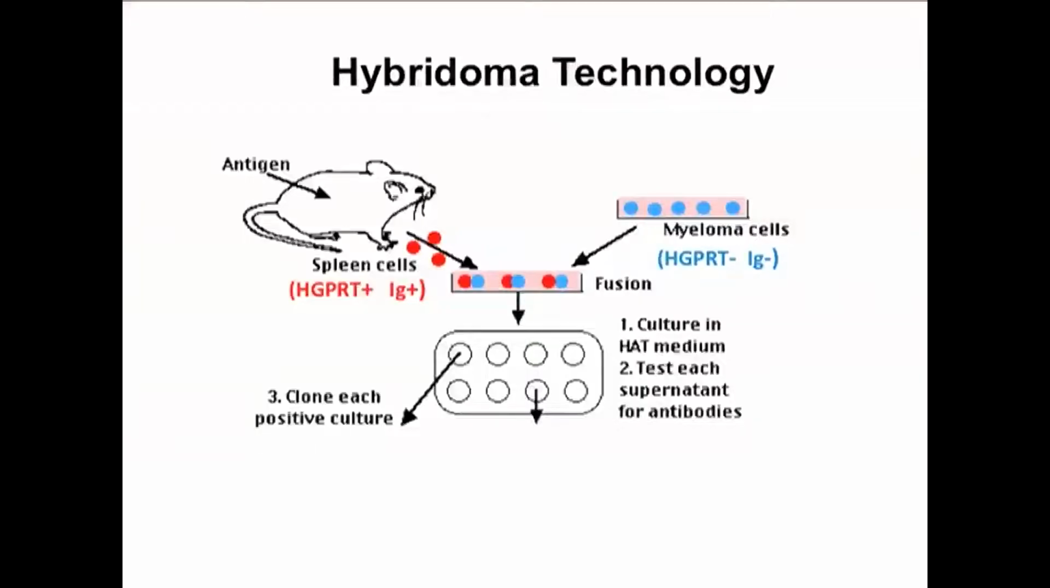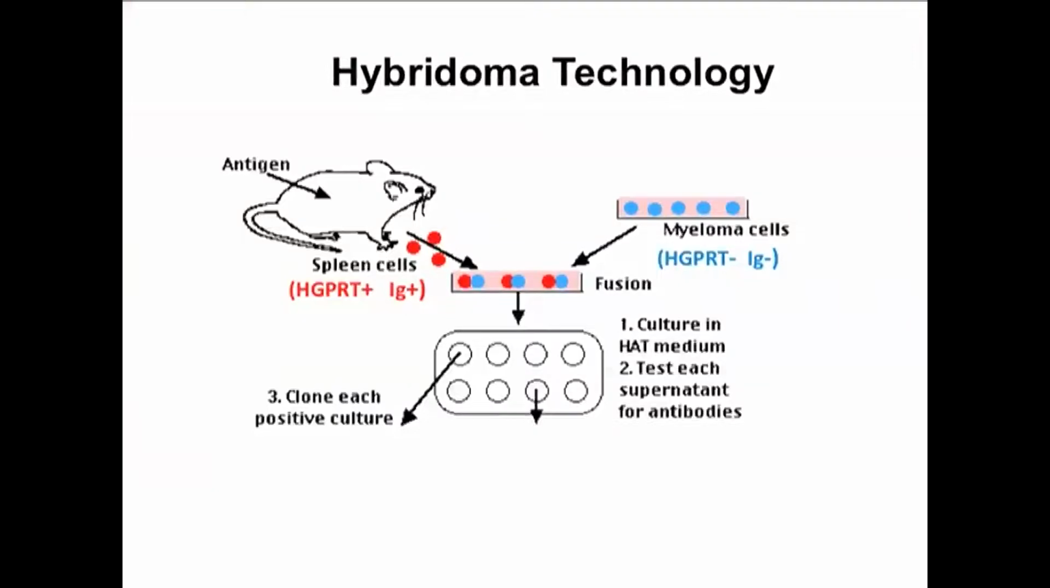Then the spleen cells are fused with myeloma cells. What are myeloma cells? Myeloma cells are B cell tumors, and these cells are immortalized, they can grow indefinitely in tissue culture setup. For hybridoma experiments, myeloma cells with specific genetic background are taken.